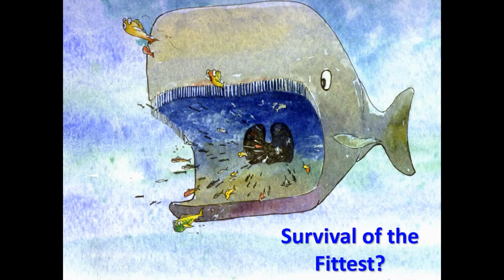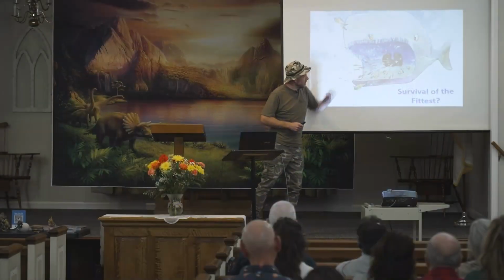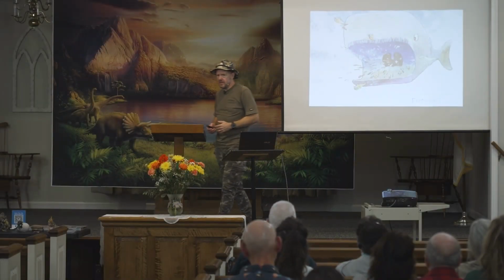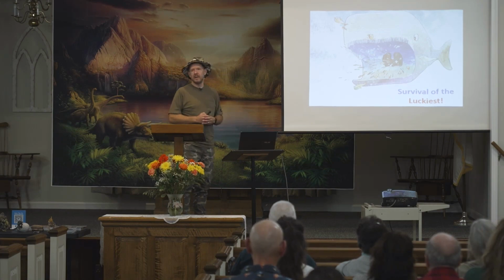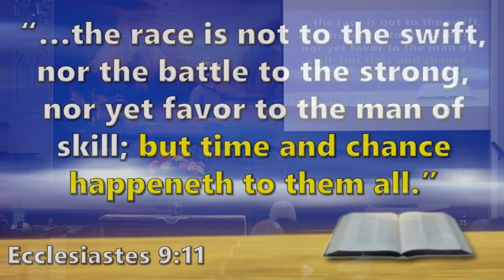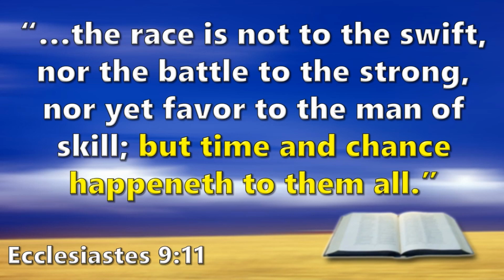But it's a rough process. There's lots of stuff that's happening in the world. There's environmental changes. There's a lot of just stuff that's pure luck. Like, is this fish better than that one? No, it's not survival of the fittest, it's survival of the luckiest. He just happens to be on the right side of the mouth, right? And Ecclesiastes says as much, the race is not always to the swift, nor the battle to the strong, nor yet favor to the man of skill, but time and chance happens to them all.